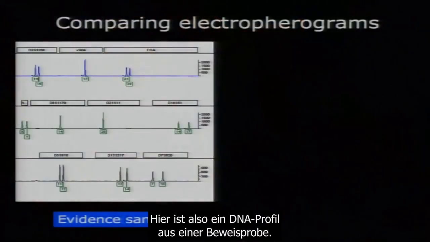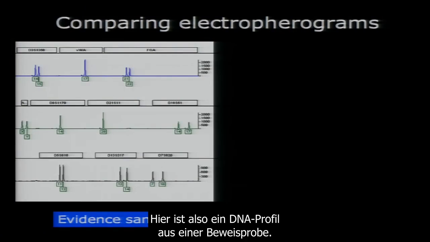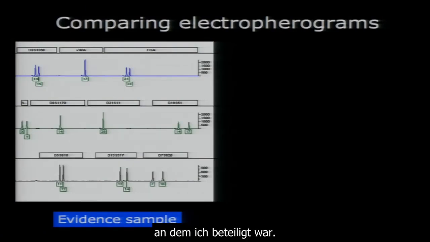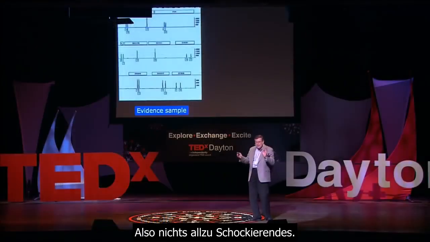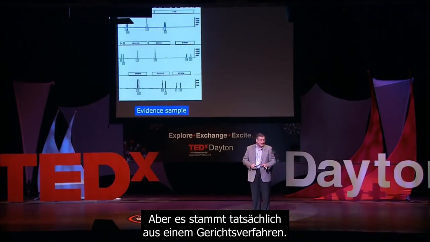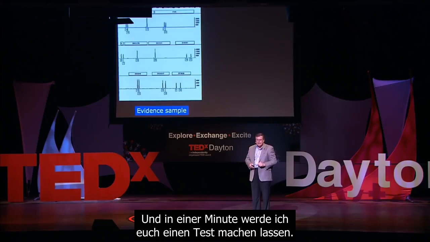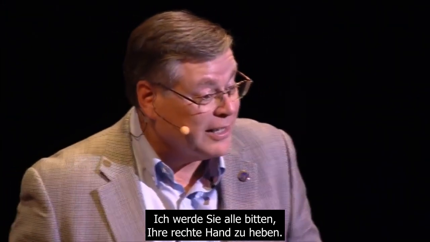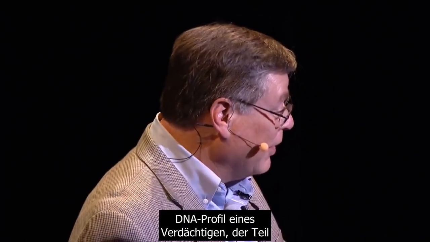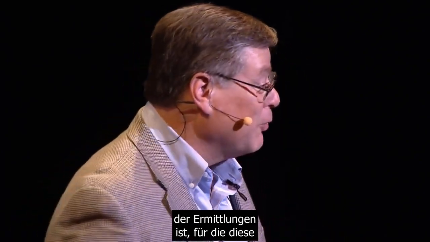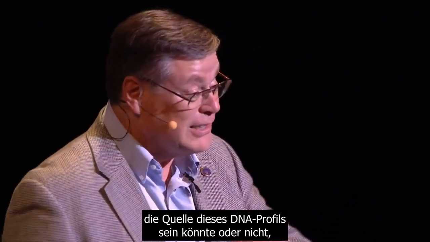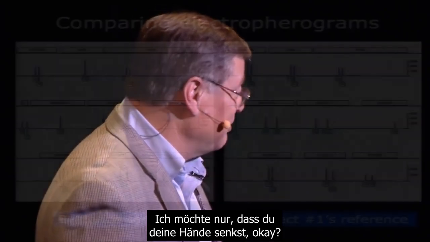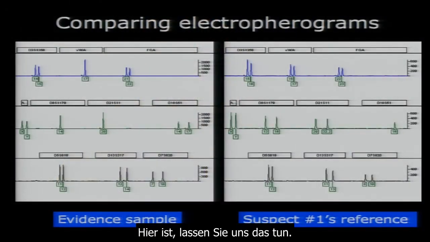All right? So here is a DNA profile from an evidence sample. It comes from a real court case that I've been involved with, and it might look familiar to you. It's the same one that we'd been talking about before, right? So nothing too shocking there, but it really does come from a court case. And in a minute, I'm going to have you guys take a test. I'm going to ask you all to raise your right hand, and then I'm going to show you the DNA profile of a suspect that's part of the investigation for which this crime scene sample was tested. And when you've decided if the suspect could be the source or could not be the source of this DNA profile, I just want you to lower your hands. All right, so that's the nature of the test.